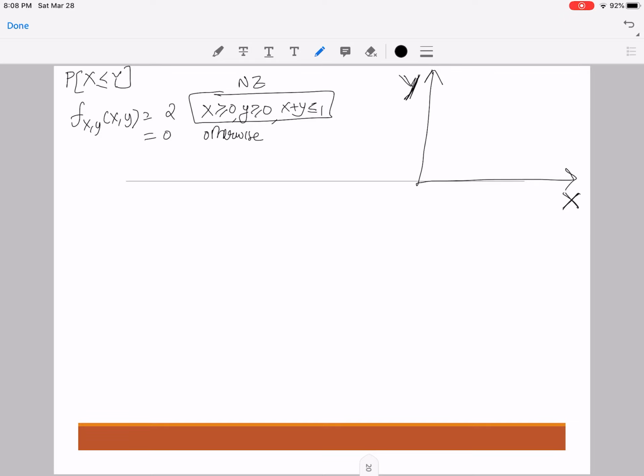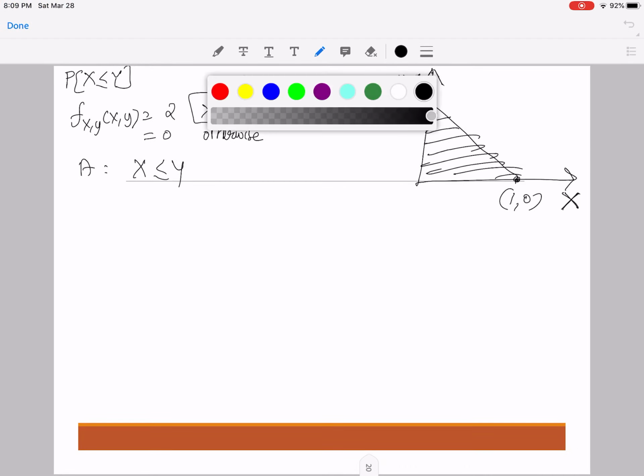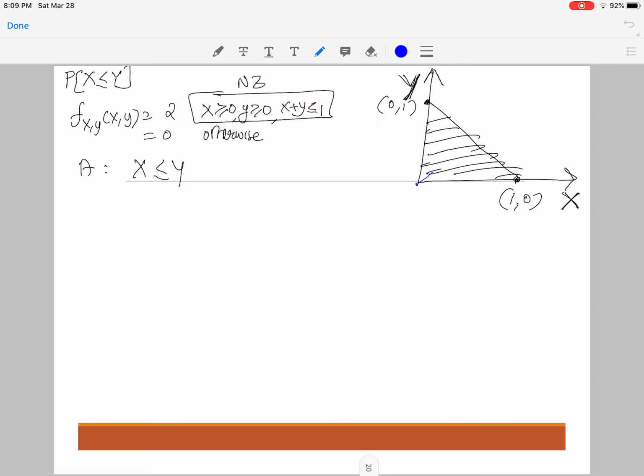So the region of non-zero probability I already obtained from the previous step, and that is this one right here. So this is the region of non-zero probability. The region A is x is less than or equal to y. Now to find this region x is less than or equal to y, first I'll plot the equality relationship, which is x is equal to y. So let's plot the equality relationship now. The equality relationship is this one right here. x is equal to y.